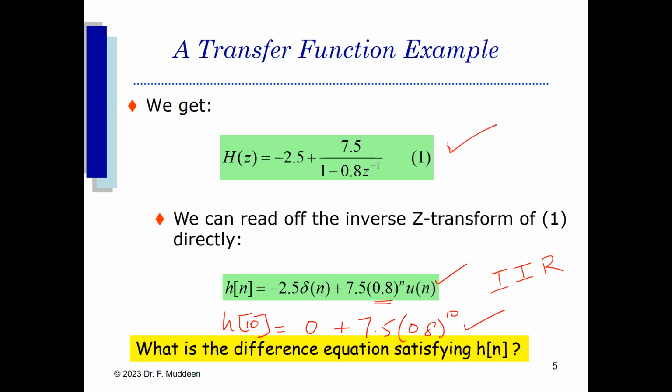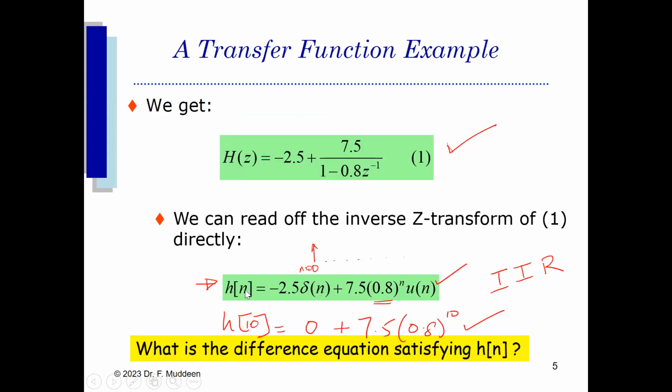Okay, so if I have that now, what is a difference equation that satisfies h[n]? In other words, this is the general form. So for the part of minus 2.5 with the impulse, it won't be minus 2.5? No, remember the impulse is 1. This value only has a value of 1 at n equal to 0, and 0 everywhere else. So at n equal to 10 it is 0. Right. Good. So let's see.